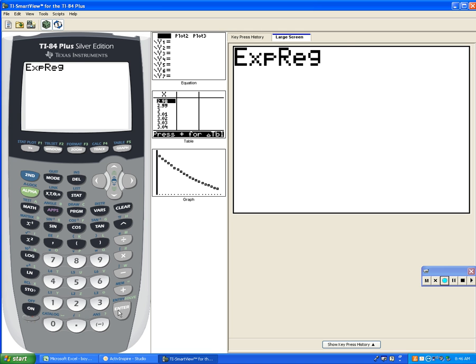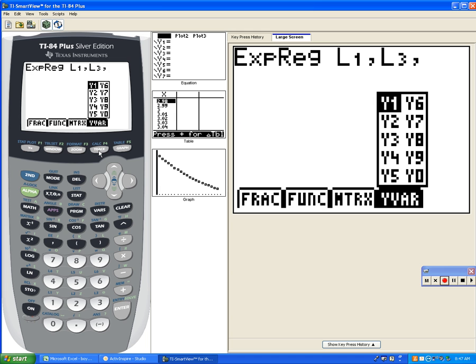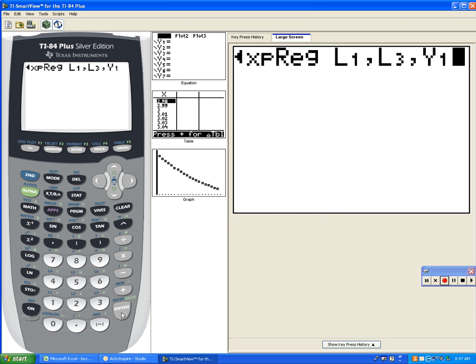in this case. So that means I have to tell the calculator I want to go second L1, L1 is above the 1, so second 1, comma, and comma has its own button above the 7 button, and then I'm going to go second L3, and then comma, and then I'm going to go Y1. So this will also get pasted automatically into my Y1.